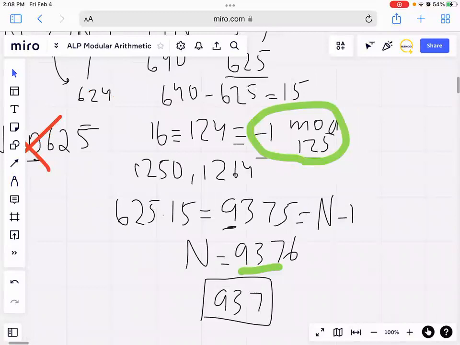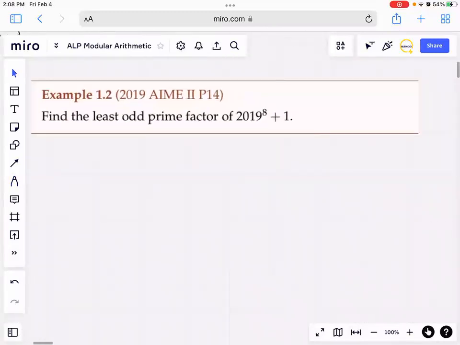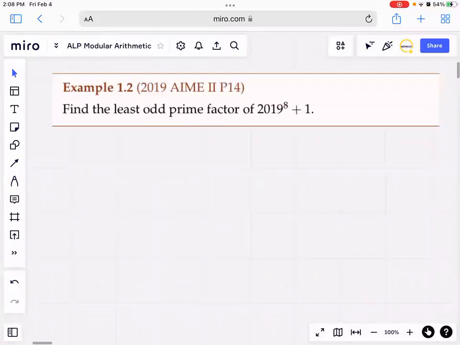Moving on to our next problem. We have problem 14 from the 2019 AIME. It's a short problem statement, which is quite common for these high-level placement problems. So it seems like the answer can be found easily, but it's actually quite difficult. But modular arithmetic definitely helps make it easier. We have to find the least odd prime factor of 2019 to the power 8 plus 1.